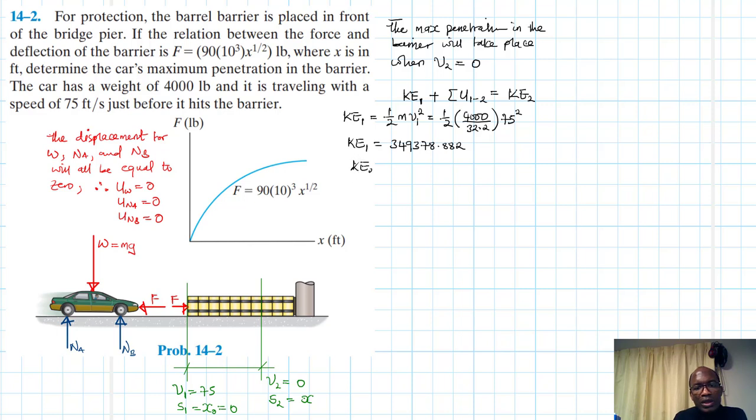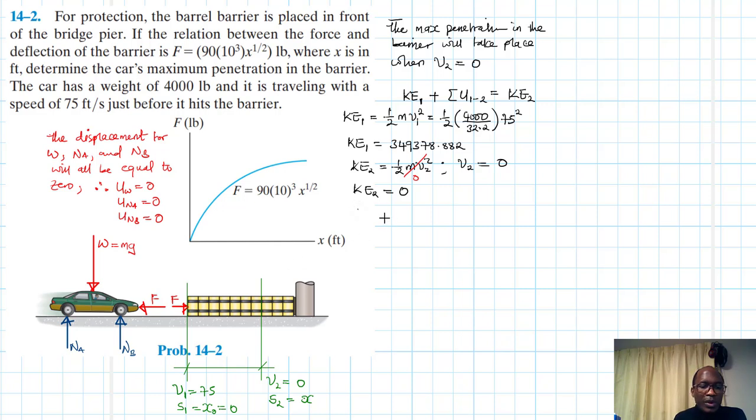And then KE2, which is the final kinetic energy, is equal to half m v2 squared, but our v2 is equal to 0. Therefore, all this goes to 0, and our KE2 is just equal to 0.